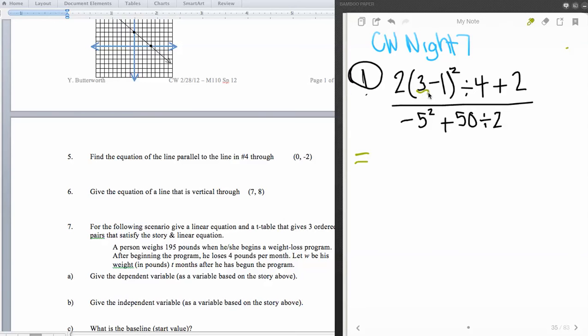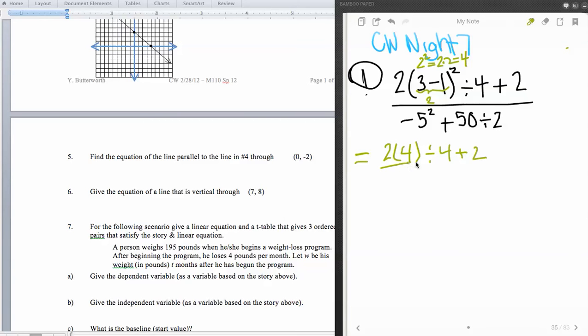So the first thing that we're going to do in the numerator is the parentheses here, 3 minus 1, which is 2. And then that says 2 squared, which means 2 times 2, and that is equal to 4. And so now we have the problem of 2 times 4, and then we'll copy the rest of it, divided by 4, and then plus 2.